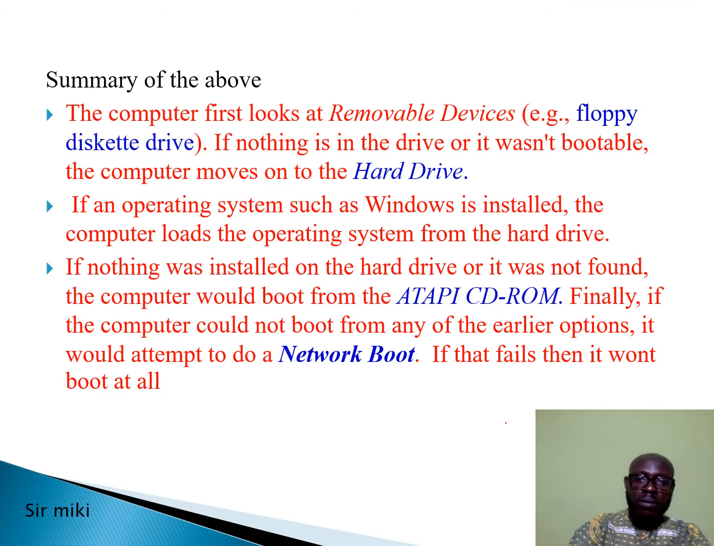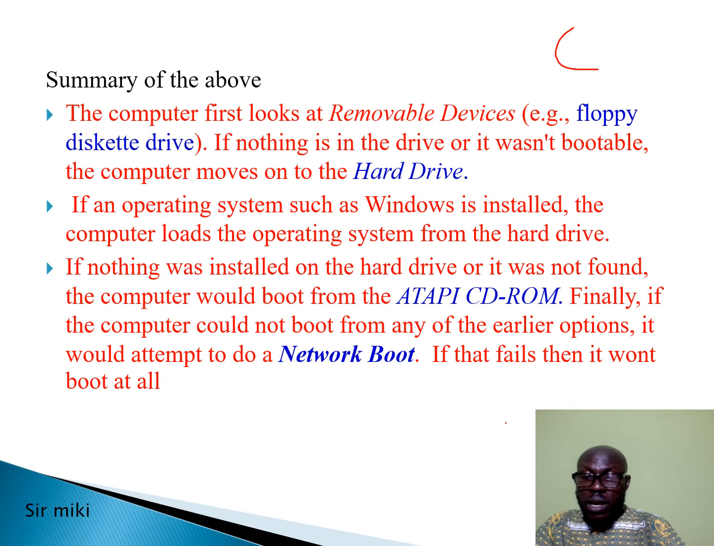Good. The drive C. That is the default letter to represent the main hard drive inside the machine. Now, if nothing is found on the hard drive, if we can't get the operating system on the hard drive, then the machine will move to the CD-ROM, the bootable disk over there, as you see it on the screen.